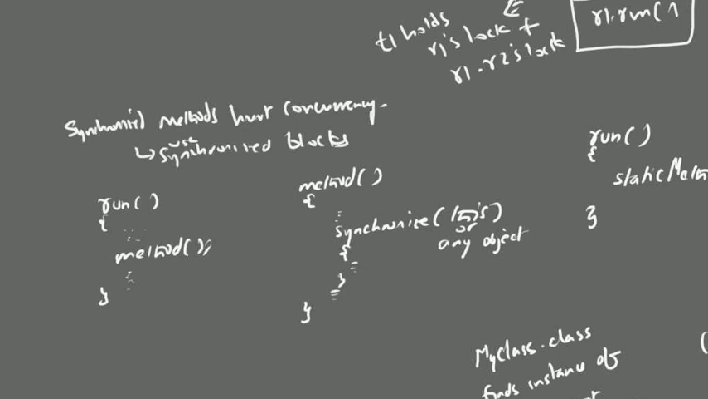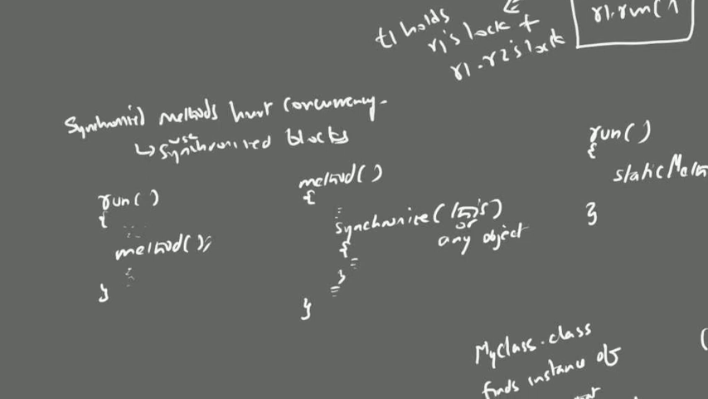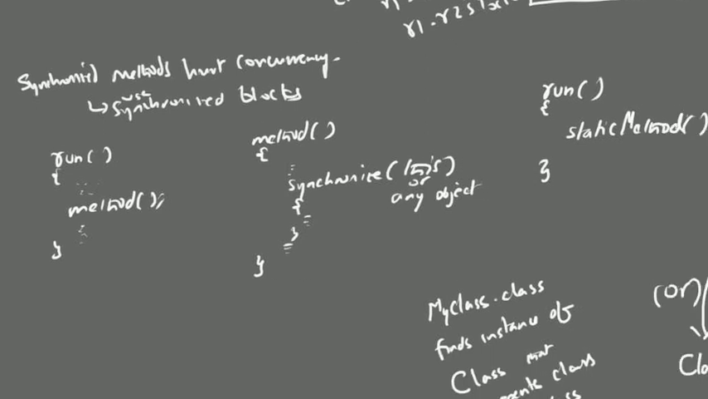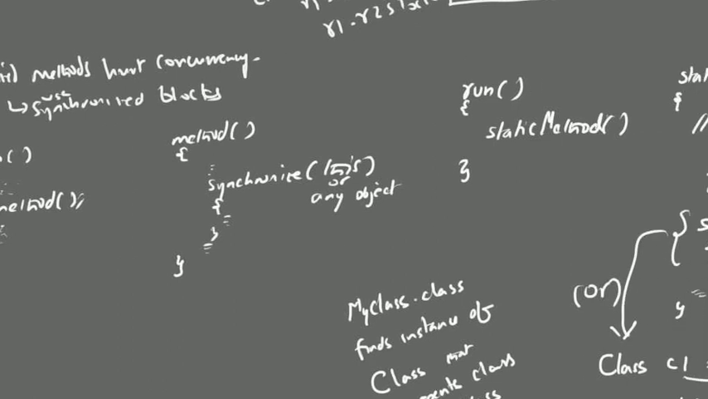Now, synchronized methods hurt concurrency. If you have a method which doesn't need synchronization for all its code, but only a specific part of it, then you could use synchronized blocks. Within this method, you only want this part of the code to be atomically accessed by different threads. So you would say synchronized on this or any object, because the thread needs to lock an object before proceeding into the synchronized block.